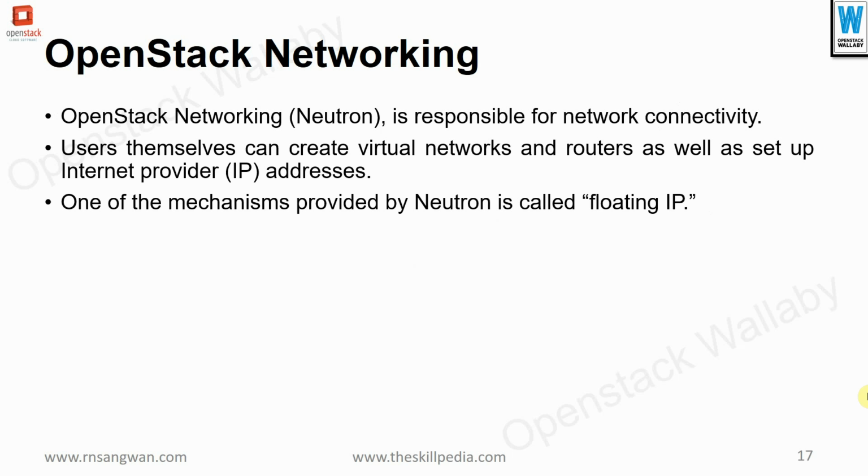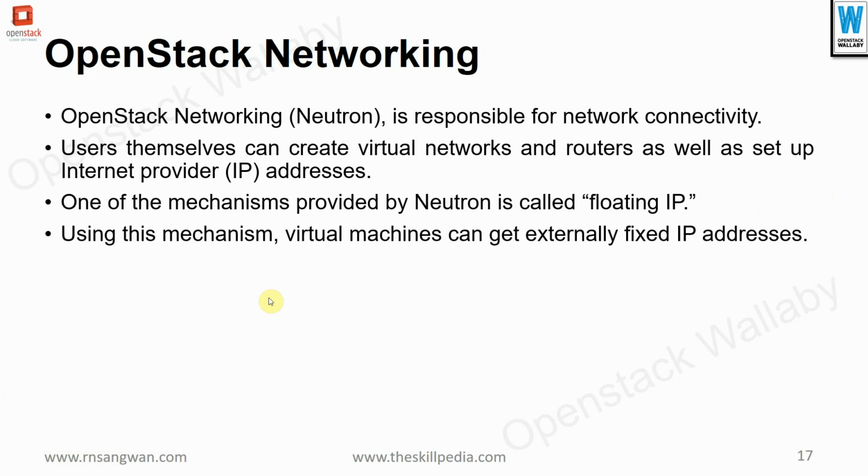Very interesting concept. Imagine your virtual machine is available on this node, a physical host, and this machine is transferred to another host. So the floating IP, which was pointing to this machine on this physical host, will be floating and will point to the machine. In other words, it will move along with the machine. That's called floating IP. Using this mechanism, virtual machines can get an externally fixed IP address even though they are moved from one host to another.